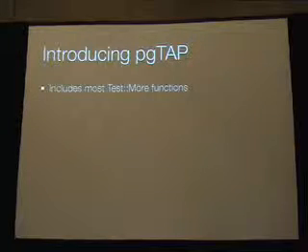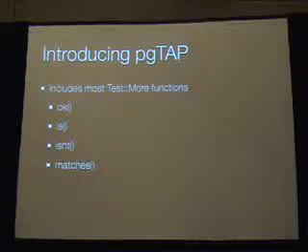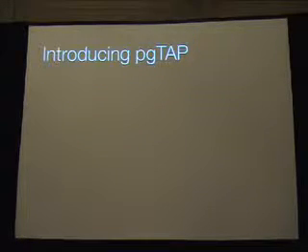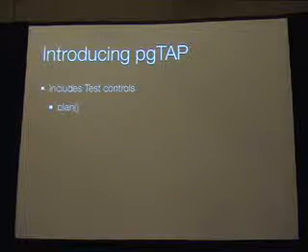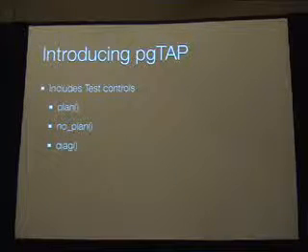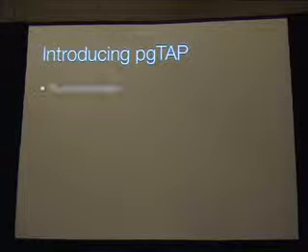Introducing for a month. Now, PG-TAP includes most of the test more functions that you're used to in testing Perl, like okay, is, isn't, matches is the regular expression comparison, IMatches does the same thing case insensitively. We also have plan function, so you can tell how many tests you're going to run. No plan when you're not sure how many tests you're going to have. Diag for diagnostics as usual, and finish it knows when you're done running your tests.